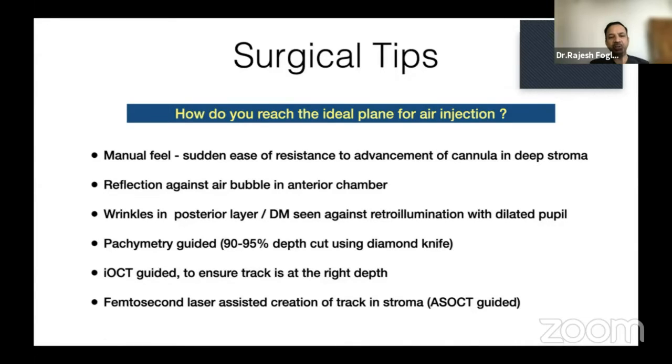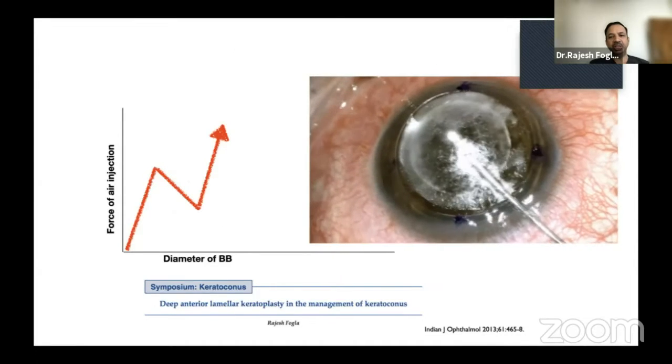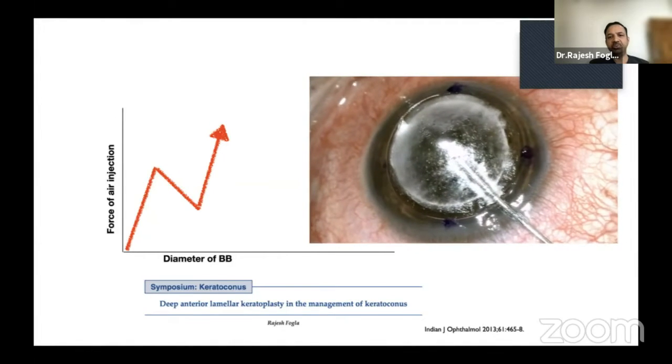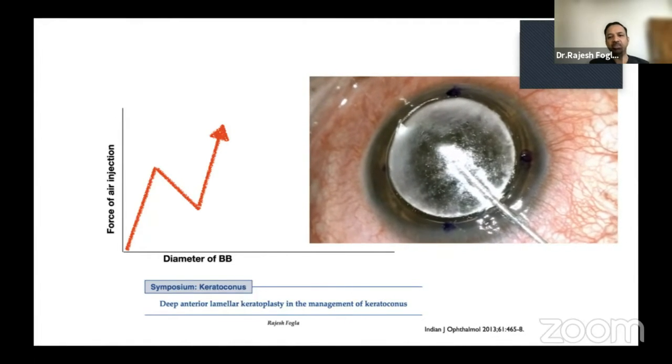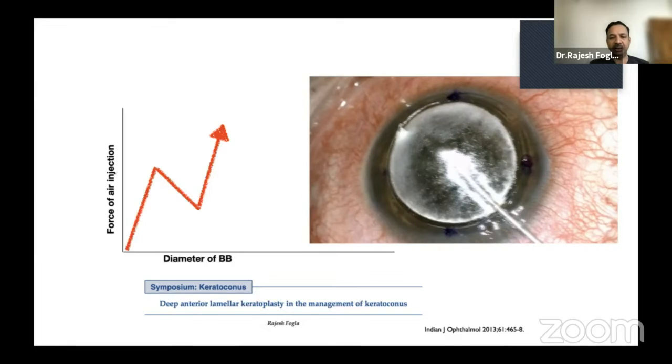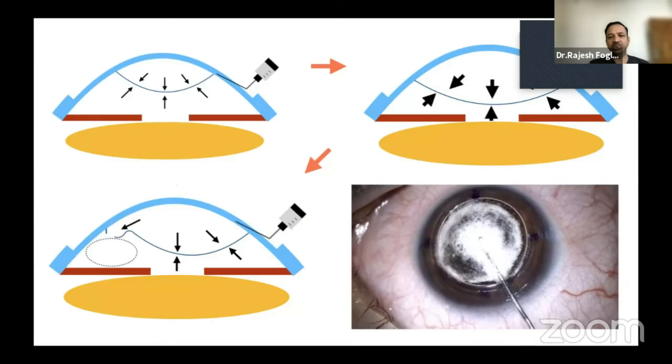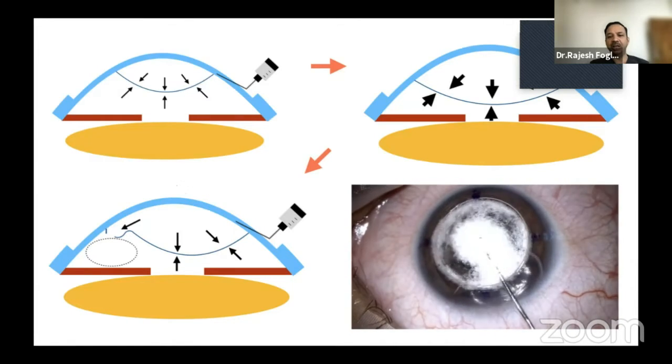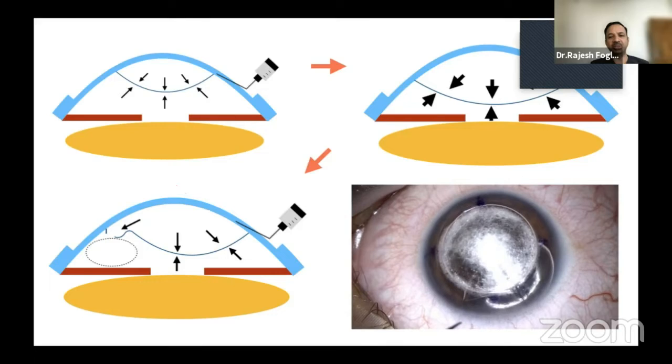If you use pachymetry, you can make an initial cut going up to 95% depth so that your cannula is already very deep. You can use intra-op OCT or a femtosecond laser to create the track prior to injection. As you inject air, you will feel an initial resistance which gives way when the bubble starts forming. And then as the bubble is expanding, you feel the resistance again because the aqueous has no place to displace. This rise in pressure within the anterior chamber also increases the pressure within the bubble, which if you persist to try and expand the bubble can end up in a spontaneous rupture.